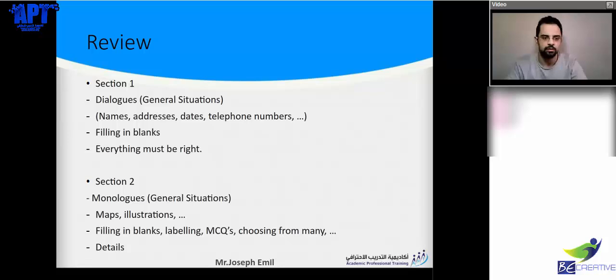Crossroads. What about the types of exercises or questions you might meet in section 2? I'm talking about filling in blanks. It's exactly like section 1, but of course it's not just completing sentences. It can also be labeling certain places or items in the text itself. In addition, there are multiple choice questions, MCQs.